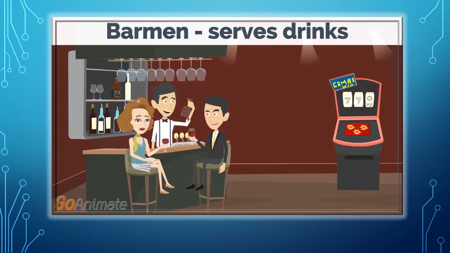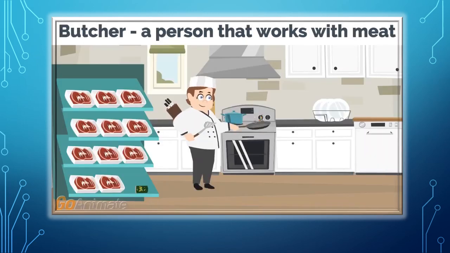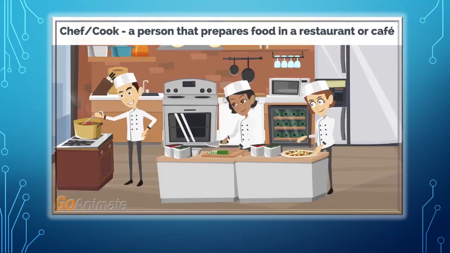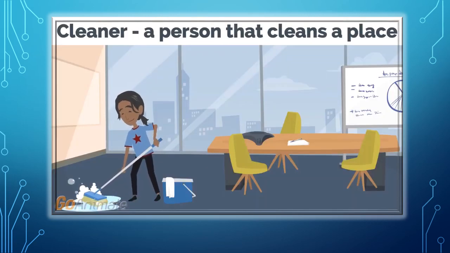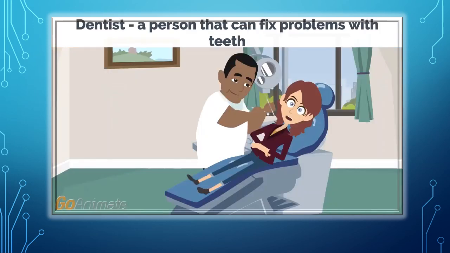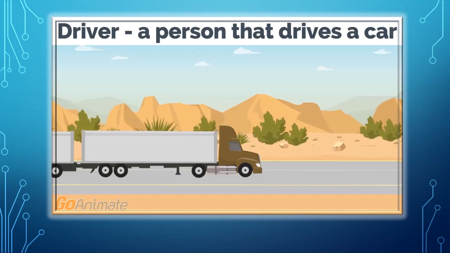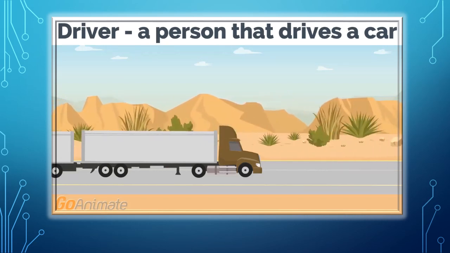Barman, serves drinks. Butcher, a person that works with meat. Carpenter, a person that makes things from wood. Cook, a person that prepares food in a restaurant or cafe. Cleaner, a person that cleans a place. Dentist, a person that can fix problems with teeth. Doctor, a person who helps with health problems. Driver, a person that drives a car.